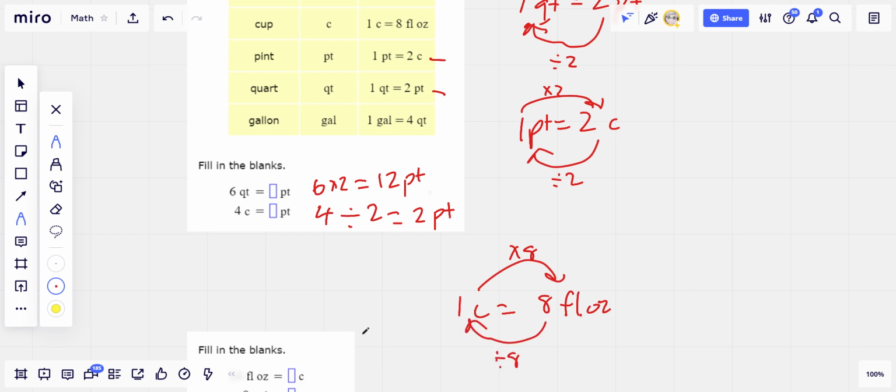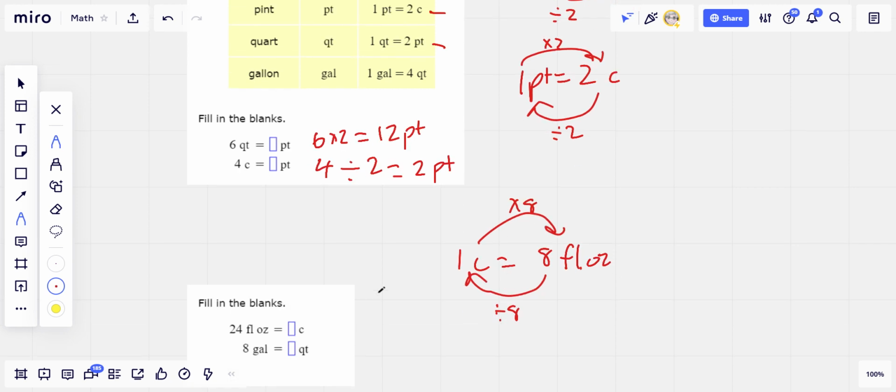So what direction are we going in the problem? Well, we start with fluid ounces. So we're starting over here and going back to cups. So we're dividing by 8. So this is going to be 24 divided by 8. So that is 3 cups.